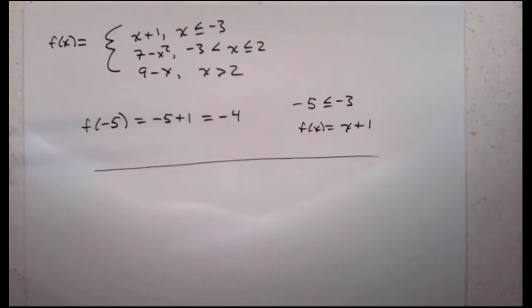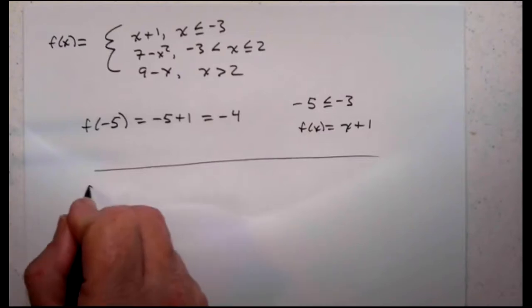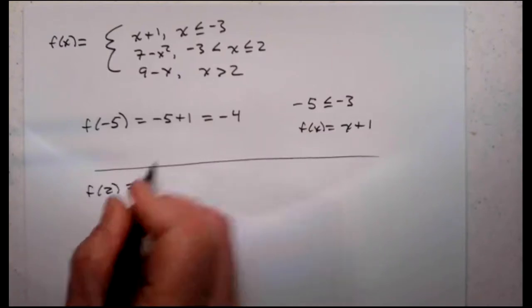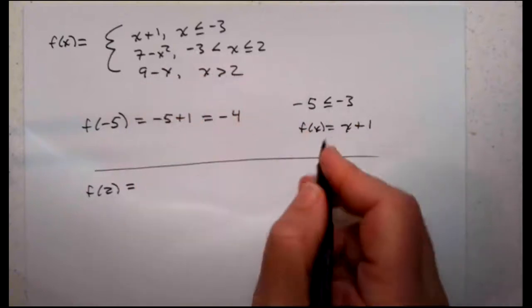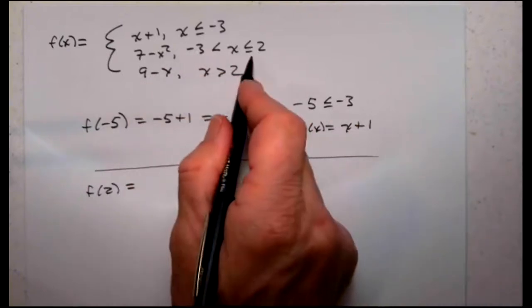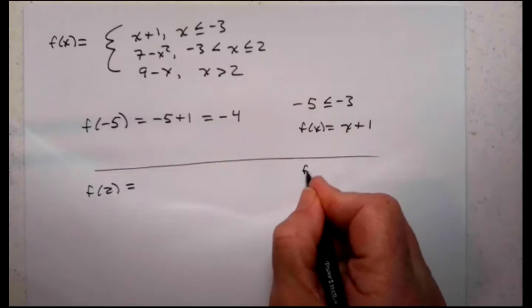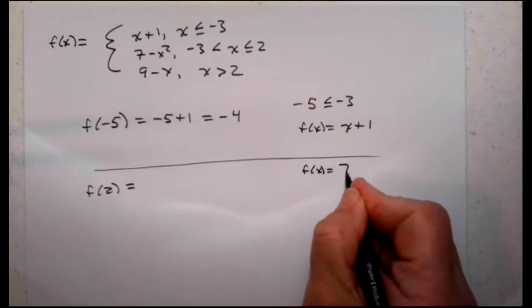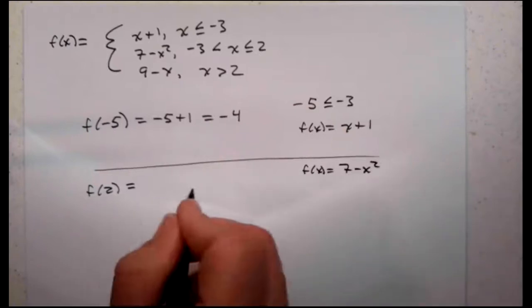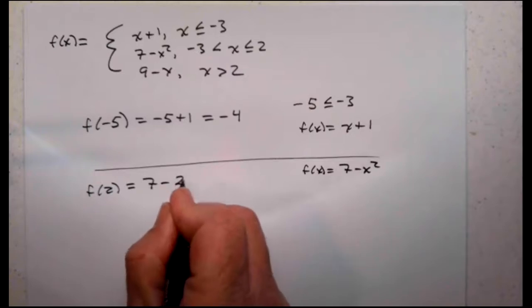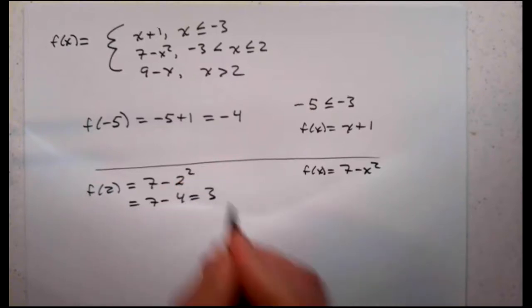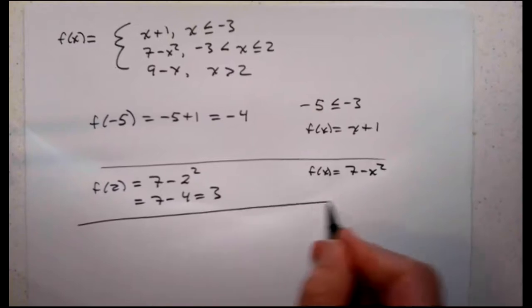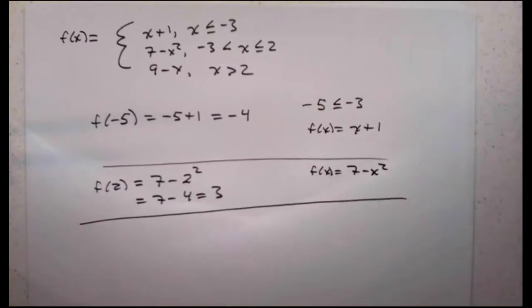The second question I want to do is f of 2. Now let's be careful here. 2 less than or equal to is on this branch, greater than 2 is on this branch. So since it's equal to 2, I am using the part where f of x is 7 minus x squared. So f of 2 would be 7 minus 2 squared, which is 7 minus 4, which is 3 from that branch.